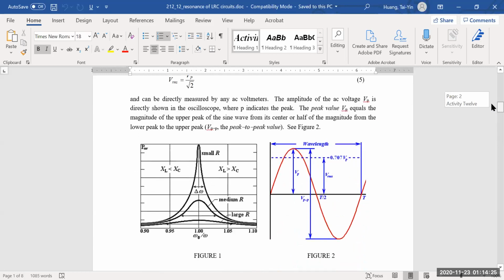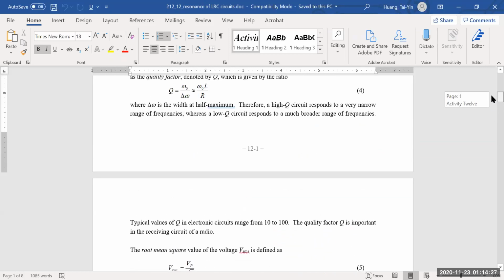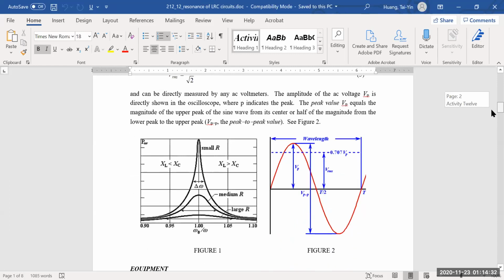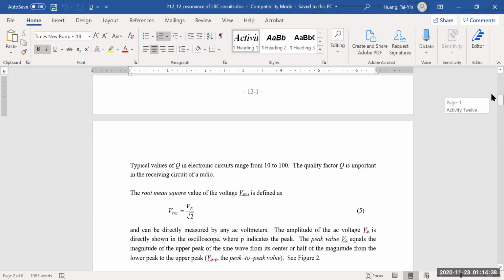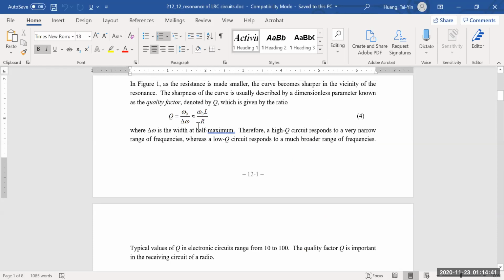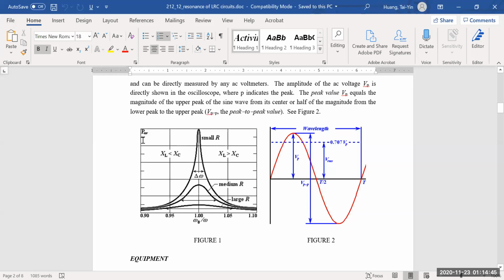And so, what does that mean when you have a high Q? It means that it has a narrow range, because if you come back to this equation, when you have a high Q, it means that R is small. This diagram shows the average power as a function of the frequency ratio, omega naught over omega. So when you have a smaller R, you can see that this is much sharper.